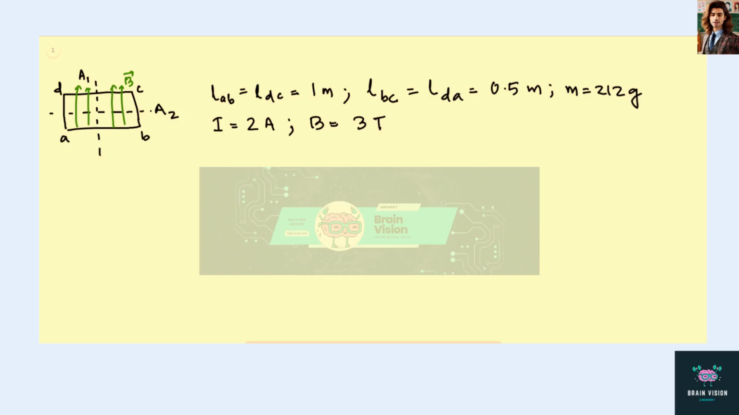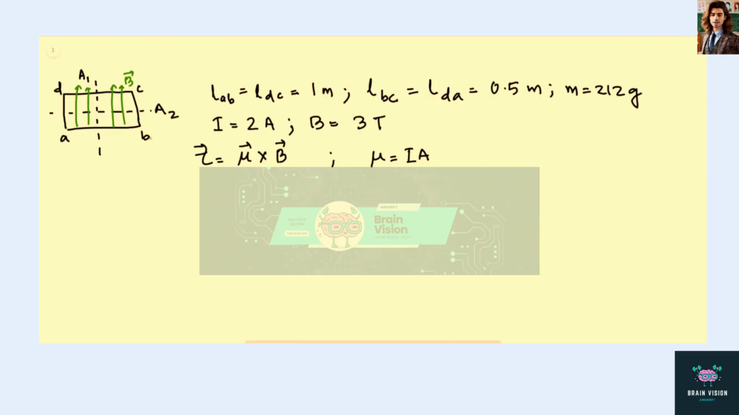The magnetic field exerts a torque on the current carrying coil, which causes it to turn. We can find whether the coil will rotate about axis A1 or A2 using this formula. Torque is equal to mu cross B, where the magnitude of mu is given by I times A, the current times the area.